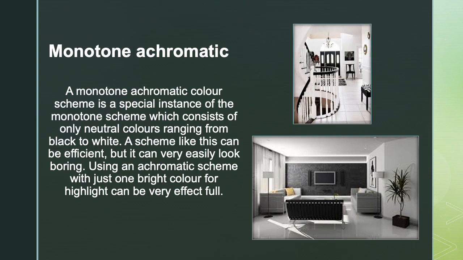Monotone achromatic. A monotone achromatic color scheme is a special instance of the monotone scheme which consists of only neutral colors ranging from black to white. A scheme like this can be efficient, but it can very easily look boring. Using an achromatic scheme with just one bright color for highlight can be very effective.